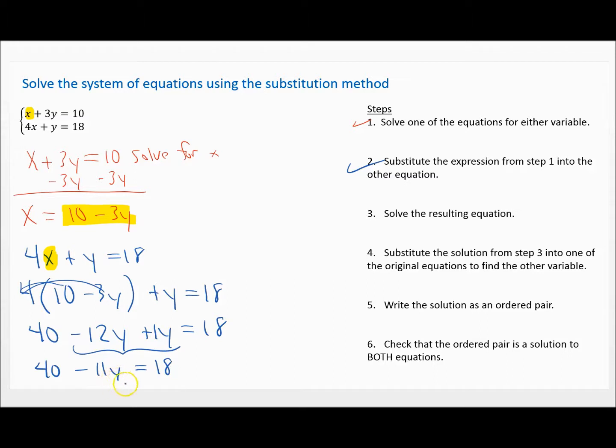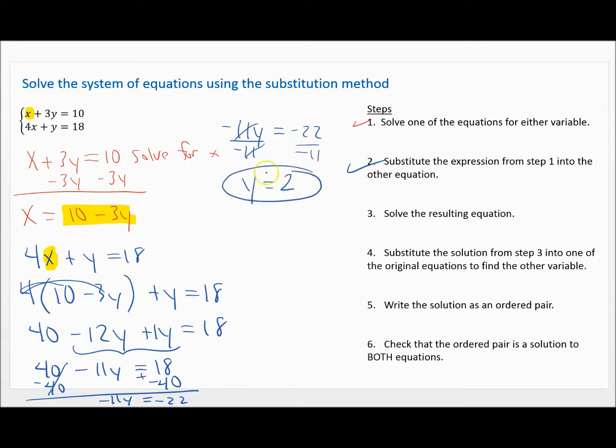I need to get the y by itself, so I'm going to subtract 40 from both sides of this equation. I have negative 11y is equal to, now 18, subtract 40. You can think about that as 18 plus a negative 40 is going to be negative 22. And let me write here what we have. We have negative 11y equals negative 22. Now when I solve for y, divide both sides by negative 11. So I get y is equal to, now negative 22 divided by negative 11 is positive 2. So now step 3 is done.